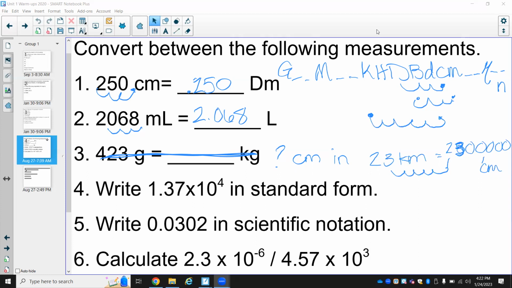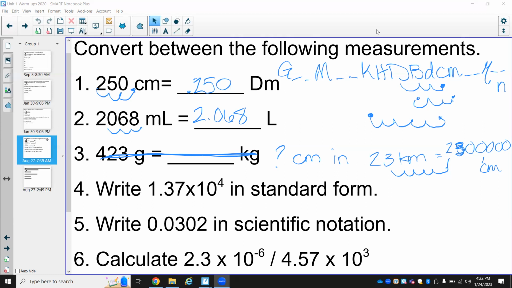Another one of those skills that we use is a lot of our numbers in chemistry you will see written in scientific notation. So you want to make sure that you can recognize these numbers and write them in scientific notation, or expand the number if needed into standard form. So if you look at number 4, write the 1.37 times 10 to the 4th in standard form. Standard form is the non-scientific notation number. So the regular number as we would write it out.